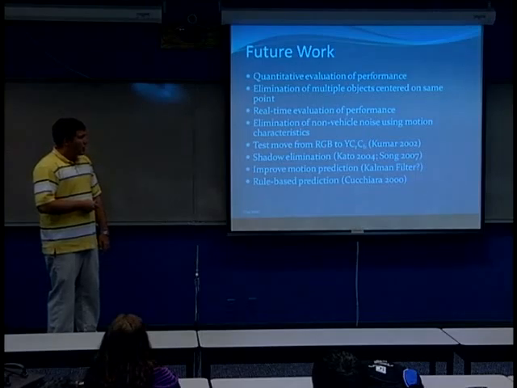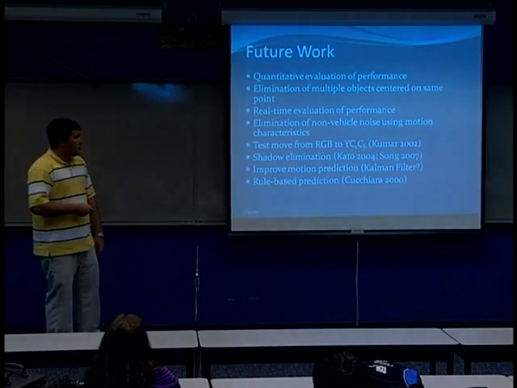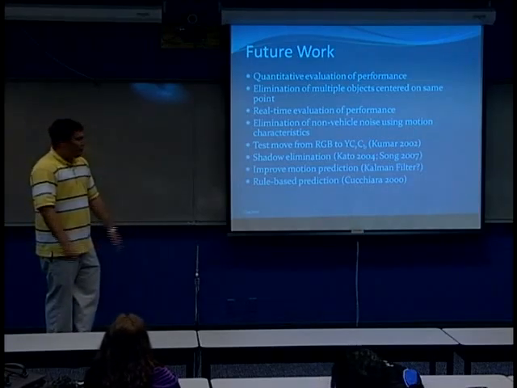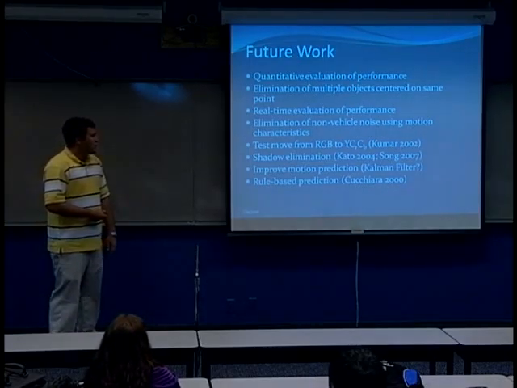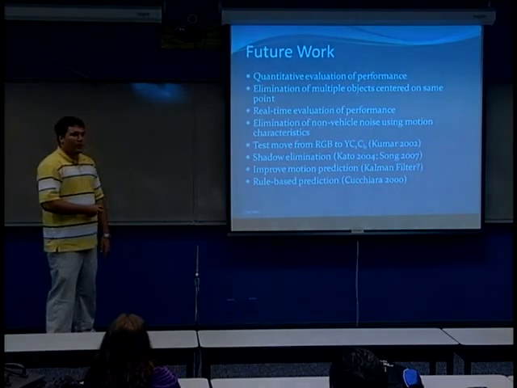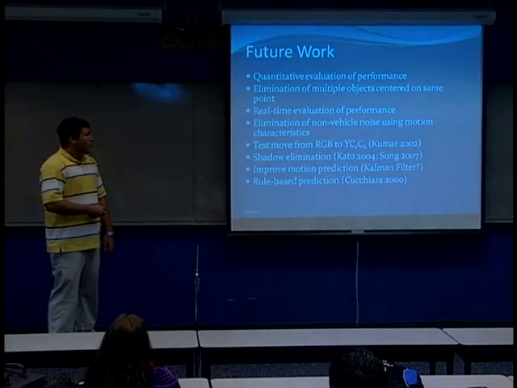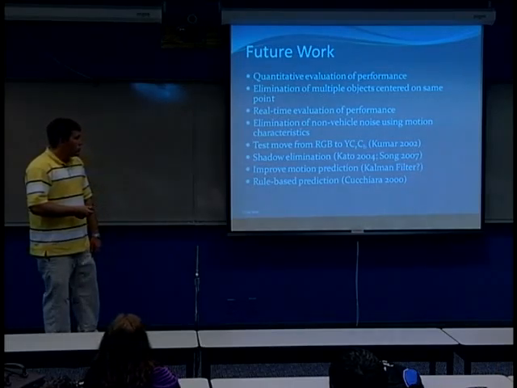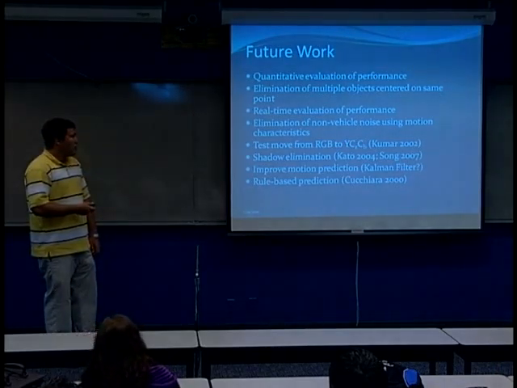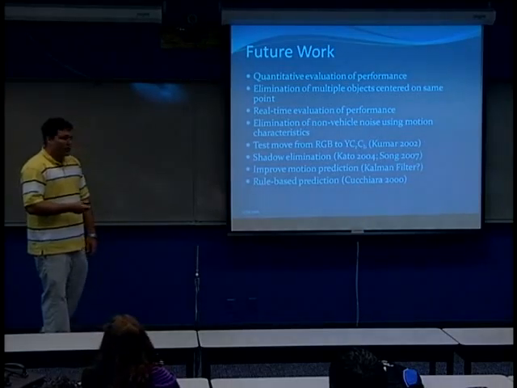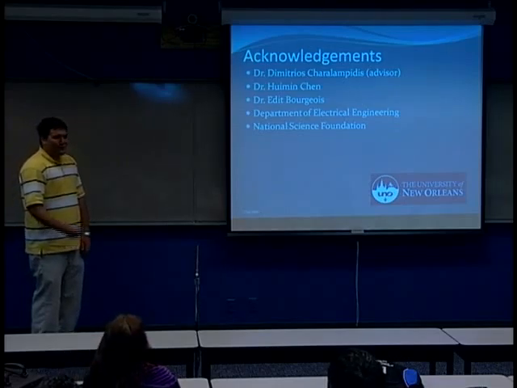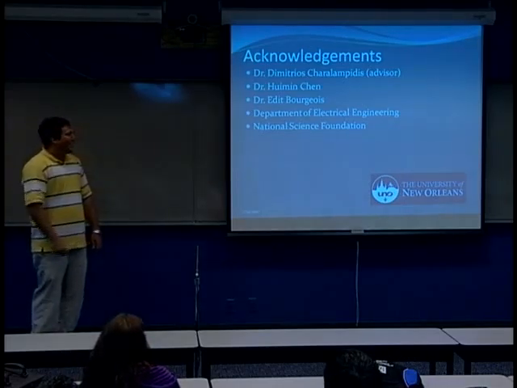I saw this paper that said using this color space is a lot better for detecting vehicles. I don't really know why yet, but that would be an easy fix to see if it changes something. Shadow illumination, there's a lot of work on that, more in high resolution work. Improve motion prediction, and then some kind of rule-based prediction of where cars are going to go. Thank everybody for their help, and do you have any questions?